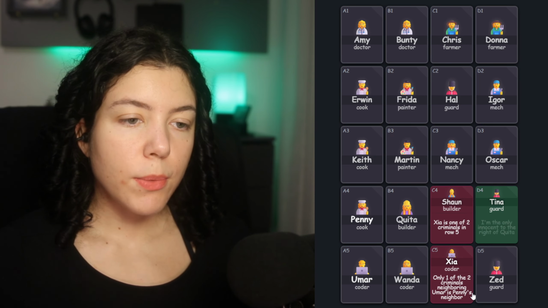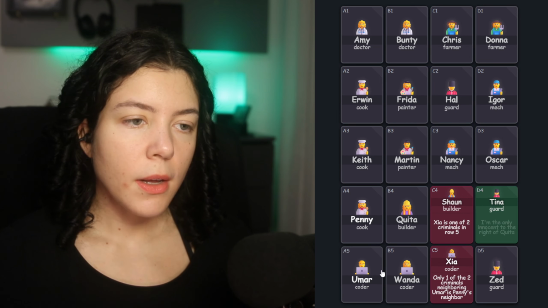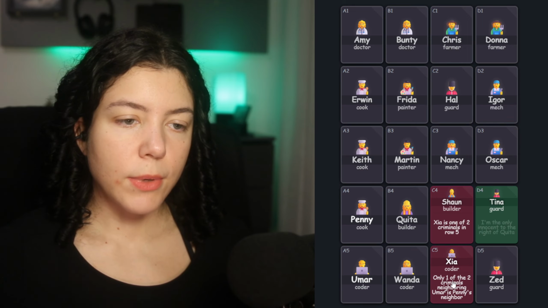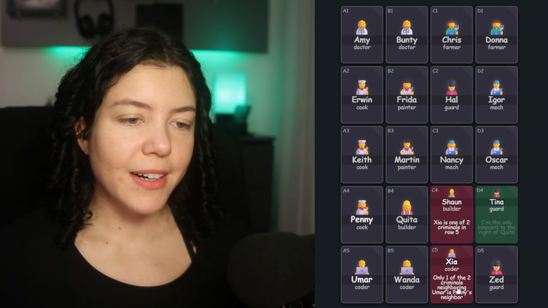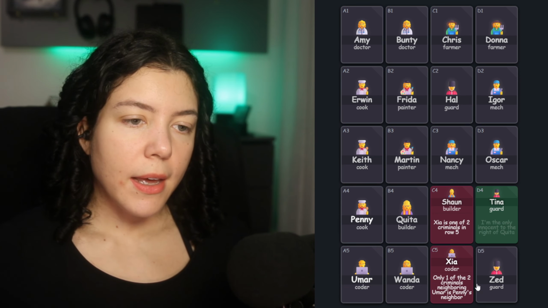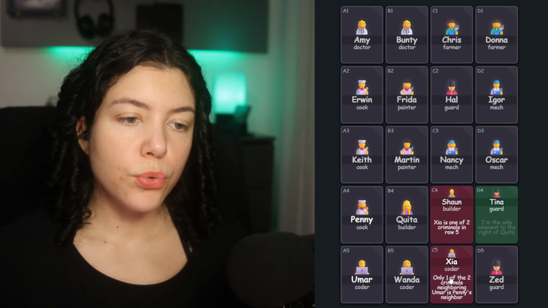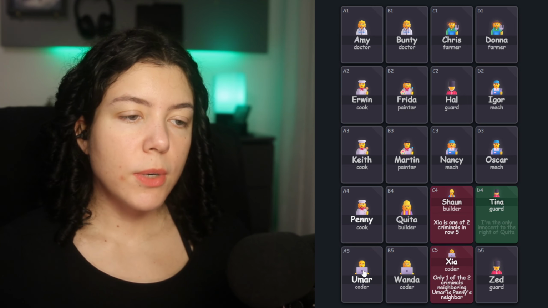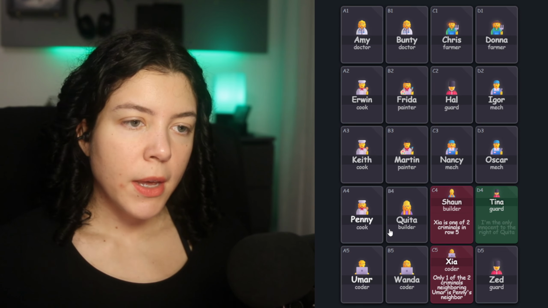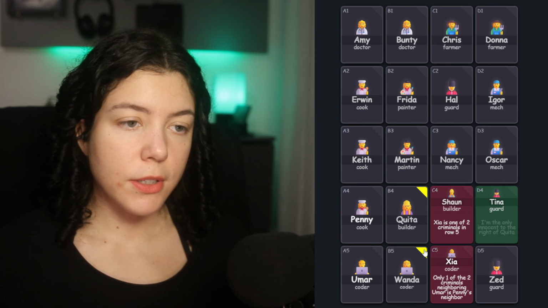Sia now says that only one of the 2 criminals neighboring Umar is Penny's neighbor. So I double click here. When I double click the clue, it highlights Penny and Umar so I can see them easily. And the clue says that there's 2 criminals neighboring Umar total, and one of those 2 is shared with Penny. Penny is one of Umar's neighbors. So the 2 that they share are Kita and Wanda, and only one of these is going to be a criminal. The other one is going to be an innocent.